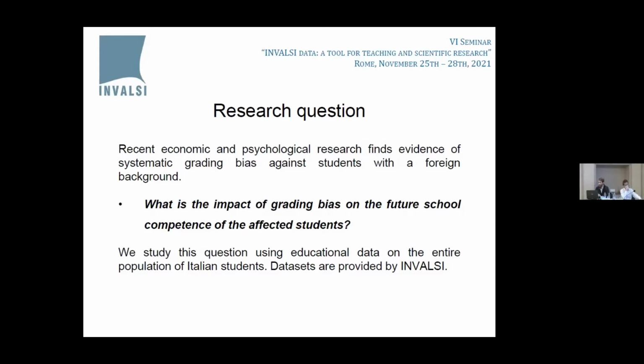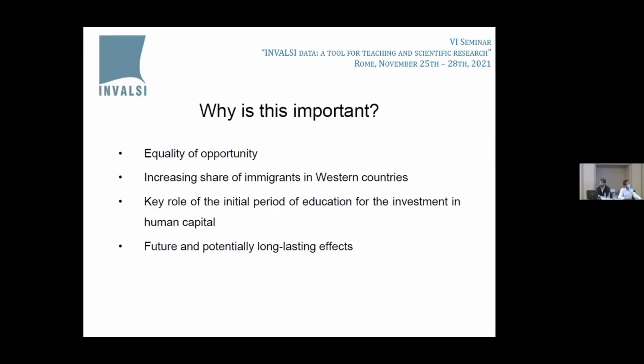And to answer this question, I'm going to use educational data on the entire population of Italian students, and these are provided by INVALSI. This is important for many reasons. First, there is a big issue of equality of opportunity. School is a key player in ensuring equality of opportunity. You want to provide everybody with the same skills, the same opportunities, so that then they can do whatever they like, or at least they can try.